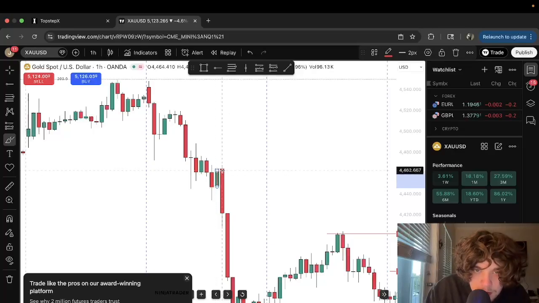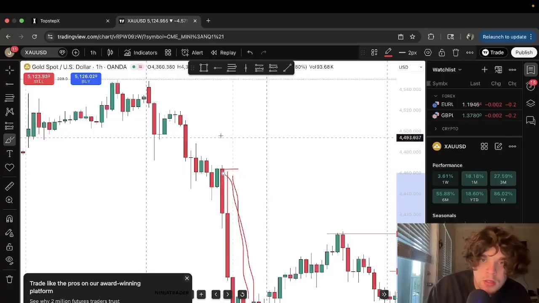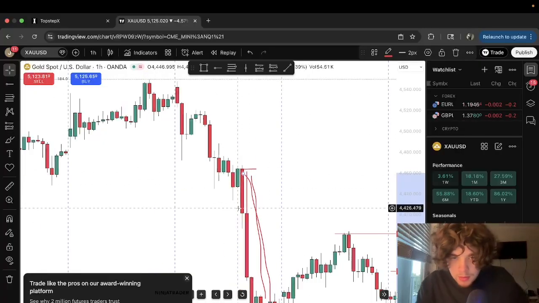When it closed, this candle took it and started dumping. That's all that really happens, right?